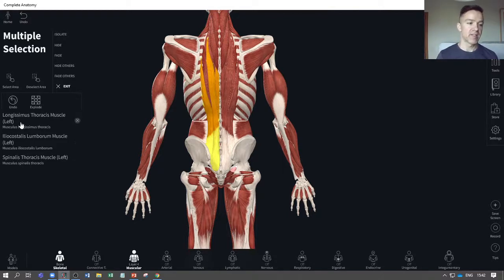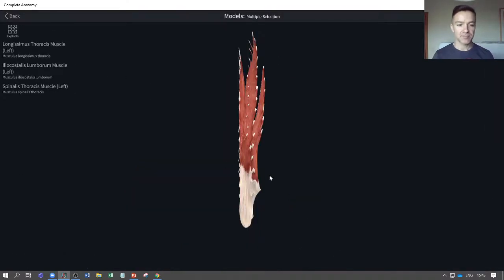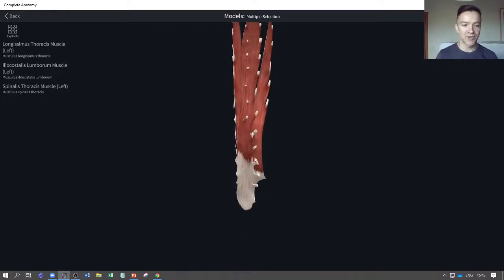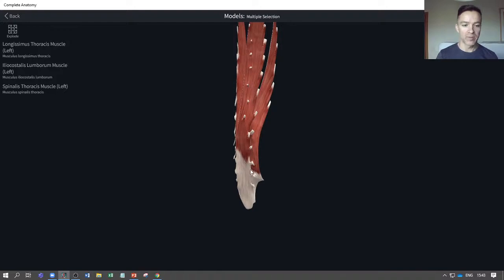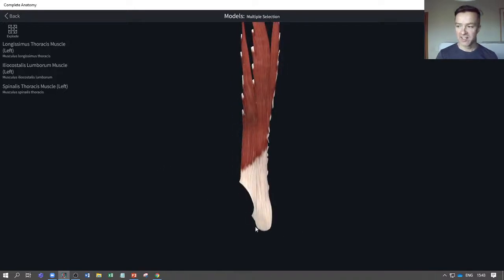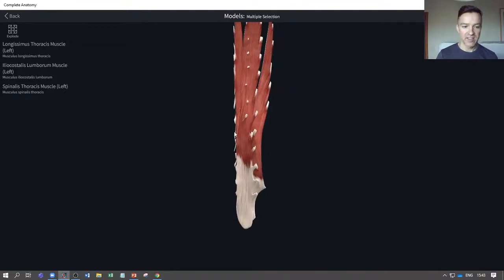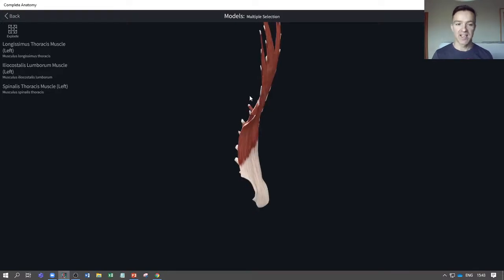Don't expect you to remember the names of them. The longissimus thoracis muscle, the iliocostalis lumborum muscle, and the spinalis thoracis muscle, highlighted in yellow there and then repeated on the other side. So these muscles, you can see there the little bands of connective tissue on them all the way up there. They originate down here on the sacrum and on some of the lower vertebrae here, depending on which muscle it is, and they insert onto the ribs and the vertebrae.